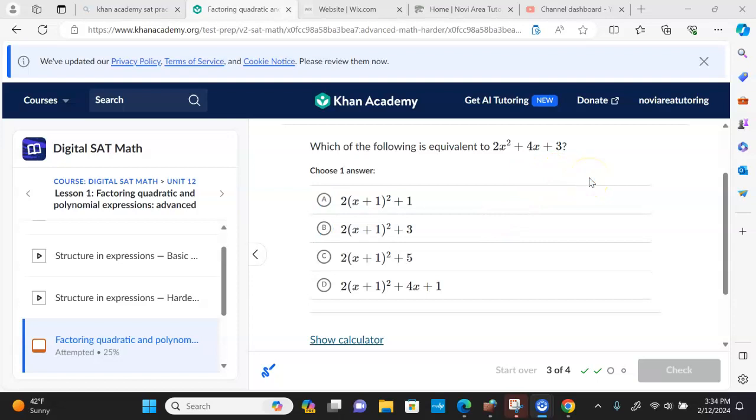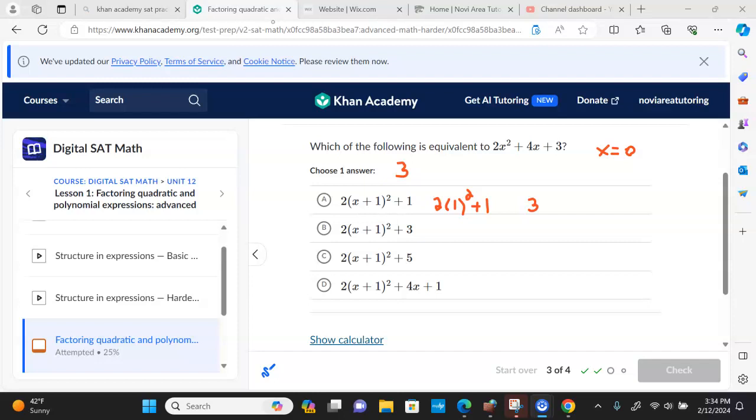So for example, if we start with x equals 0, I'm going to plug it into this quadratic, and you can see that the answer comes out to be 3. Well, if I plug in 0 for x to all these choices, I'm going to get 2 times 1 squared plus 1, and that equals 3, which is great. Now the thing we have to look out for is that there might be another answer that equals 3, and we might have to try another number too, just to eliminate a second choice.